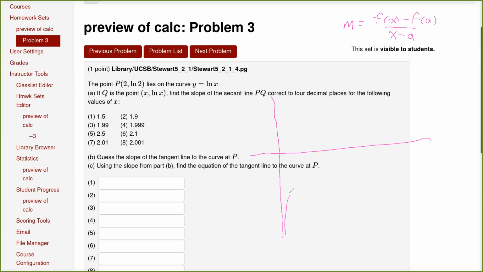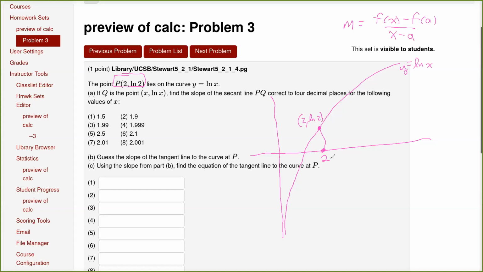So this is what natural log looks like. You might not have seen this function for a while. Here's y equals natural log of x. And it says Q is the point. Oh, so they give us a fixed point here. This is 2, should be like right here. Sorry, so that's 2. So here's the point, 2 comma natural log of 2.